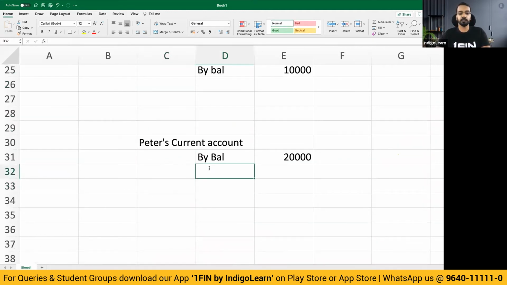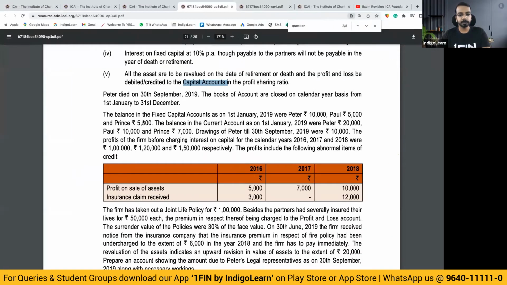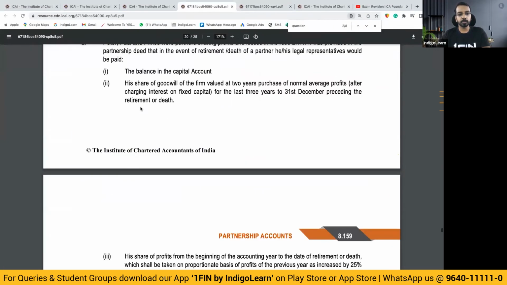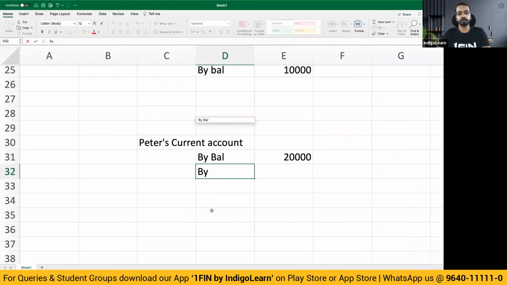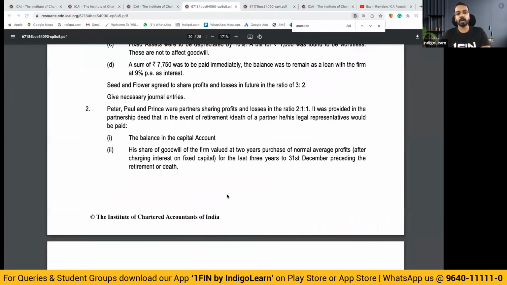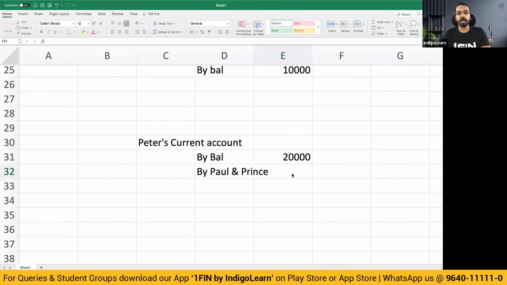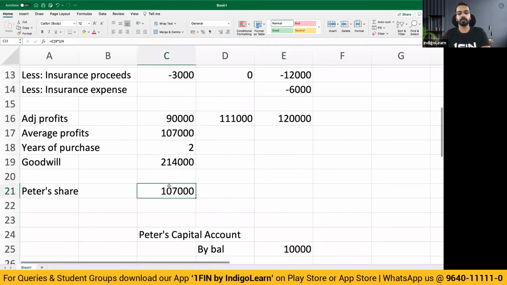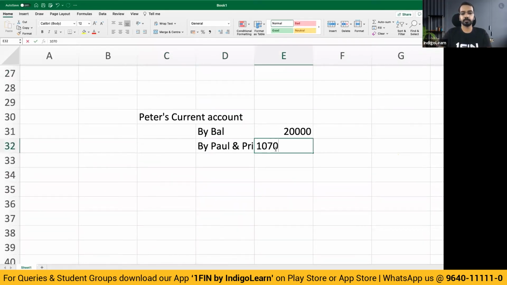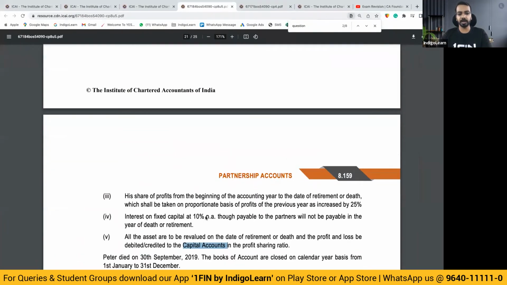So by, what are the two partners? Paul and Prince. By Paul and Prince, it is 1,07,000. This number. Okay, you can distribute between Paul and Prince in their existing ratio. That also you can pass the entry, not a problem. So goodwill credit has been given.